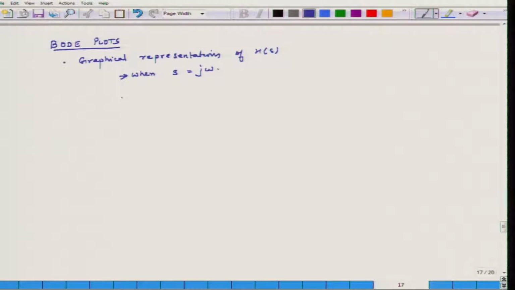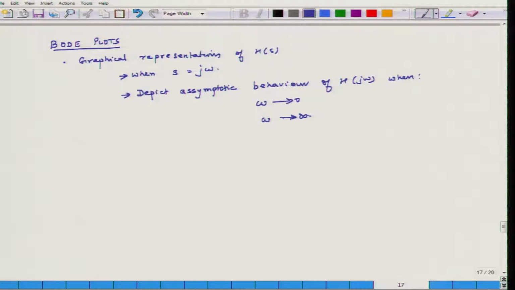The second thing about these Bode plots is they depict asymptotic behavior of H of j omega in two conditions: when omega approaches 0 and when omega approaches infinity. So, Bode plots represent H of s when s equals j omega in the special condition when omega approaches 0 or when omega approaches infinity, because they represent asymptotic behavior.